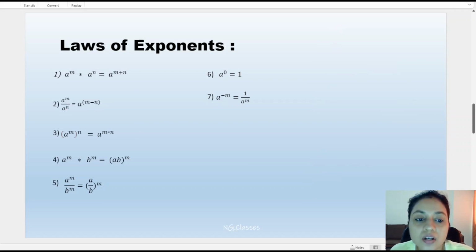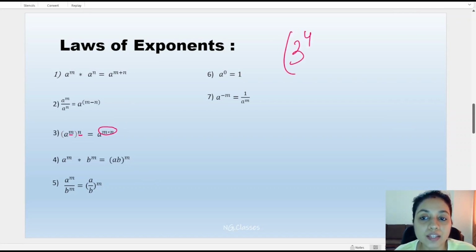Now let's see the third property, which says when a is having two different powers, that is m and n also, then we will do the multiplication of the powers. So it will result in m times n, or m multiplied with n. If we are having 3 to the power 4 and then one more power we are having, then we will do the multiplication of powers. That means 4 times 2, that means 3 to the power 8 will be the result.